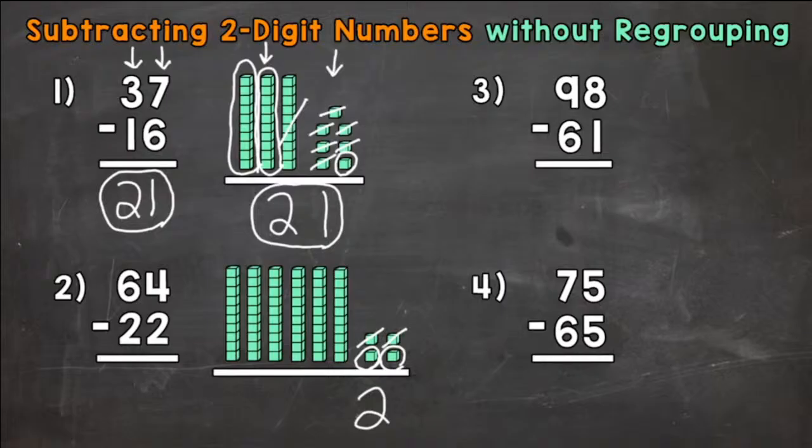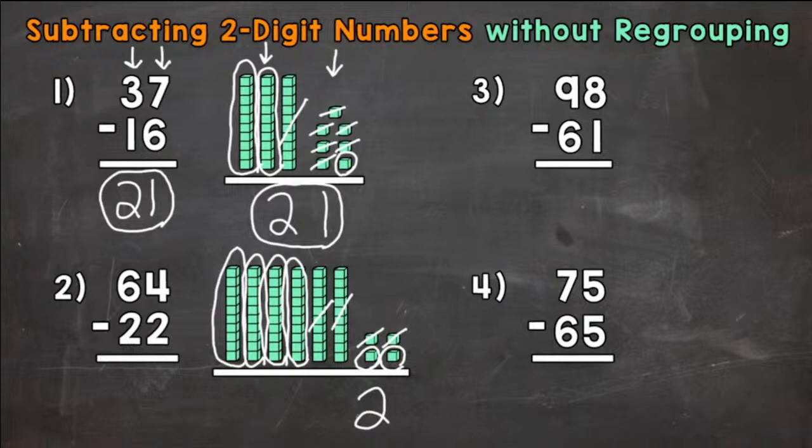Now we move to the tens. So we have 6 tens minus 2 tens. So let's subtract those 2 tens from the 6. 1, 2. Now we need to see how many we have left. So 1, 2, 3, 4. So we put a 4 in the tens place in our answer. We have a final answer of 42.